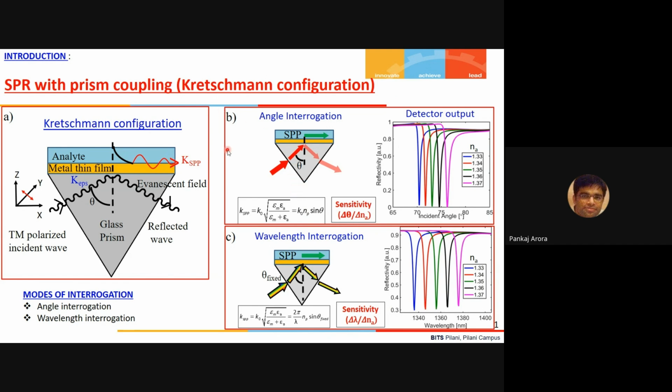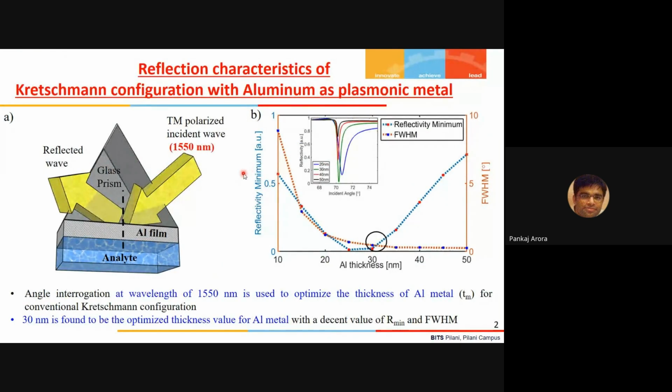Now, so far in the literature we came across, people are mostly using gold and silver. Aluminum is nowadays coming into the picture. We chose aluminum in this work to make the sensor cost effective. Moreover, the aluminum refractive index in the near IR region gives us a very narrow line width. I'll get back to that. Why do I need the narrow line width?